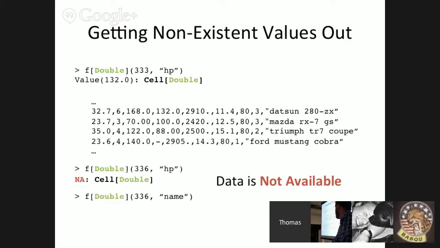Another thing is what happens if we ask for, say, the name as a double? It doesn't make sense. You can't turn that into a double. In this case, you'll get back another type of sentinel value called NM, which is not meaningful. That basically means that there's some data there, but it doesn't make sense for how you asked for it.